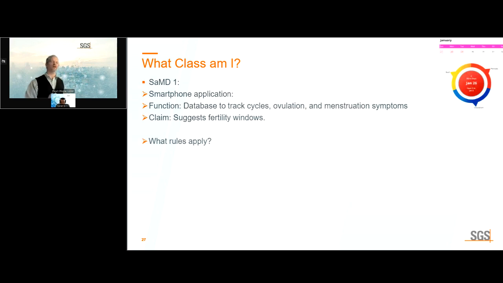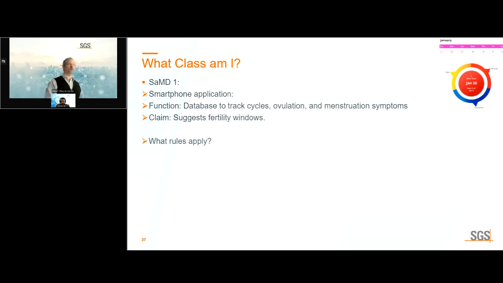So everyone here clicked on them. They are familiar with the MDR. You're either working or nearly done. So let's do some examples here. What class am I? So this is the same device we were talking about before. It's the same database to track cycles of ovulation and menstruation symptoms, and it still has the clinical claim of suggesting a fertility window. So we know for a fact that we said that this is a medical device.